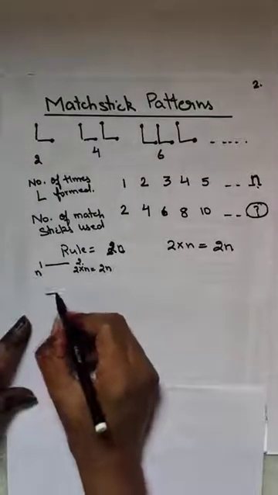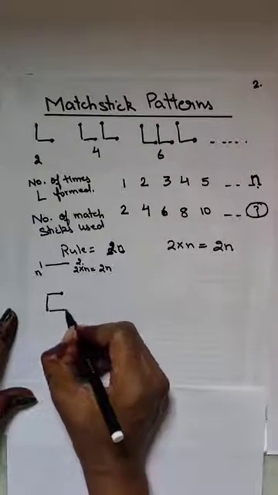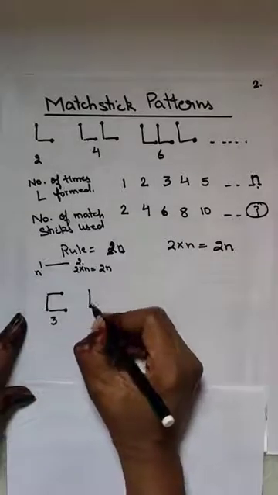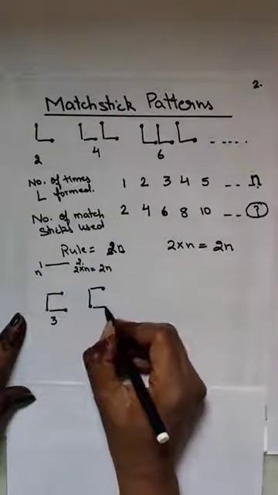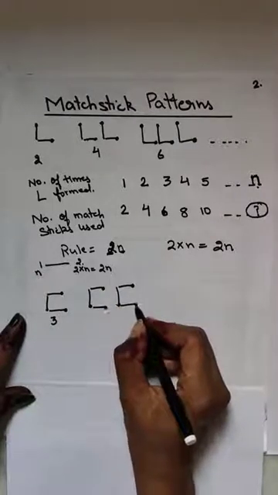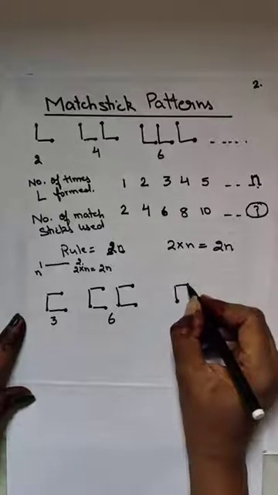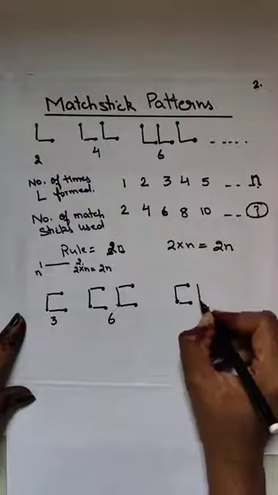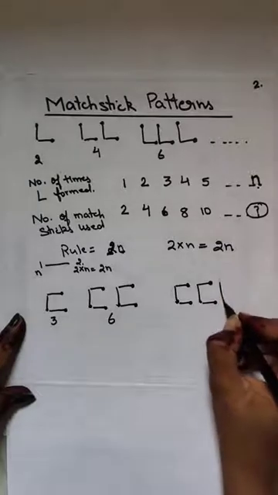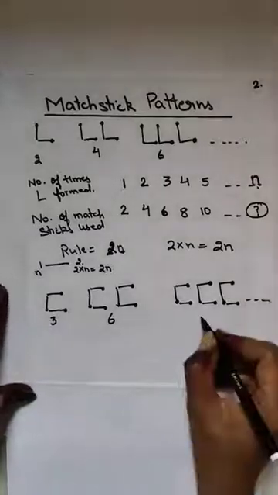See, now I am writing C. How many matchsticks are used in one C? 3 matchsticks. Now if I am making 2 times C, how many matchsticks are used? 6. So in 3 times C, how many matchsticks are used? 3, 6 and here 9. So it will go on like this.